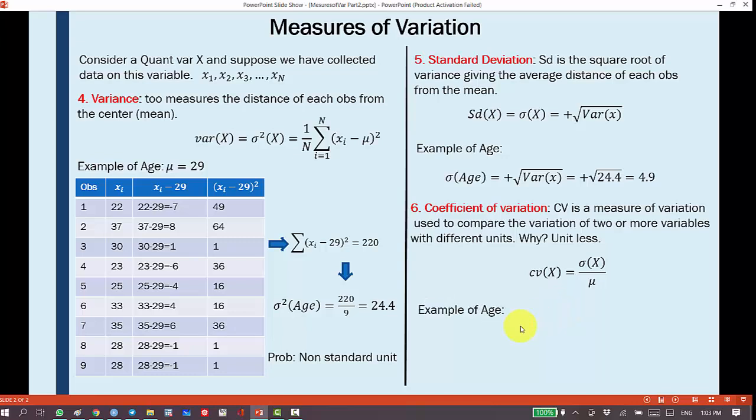Going back to the example of the age again, we have the standard deviation of age, we have the mean of the age, that's 4.9 divided by 29, which is 0.17. If we convert this to percentage, this is 17%, meaning that the standard deviation, that means the average distance of every observation from the mean, is 17% of the value of the mean itself.